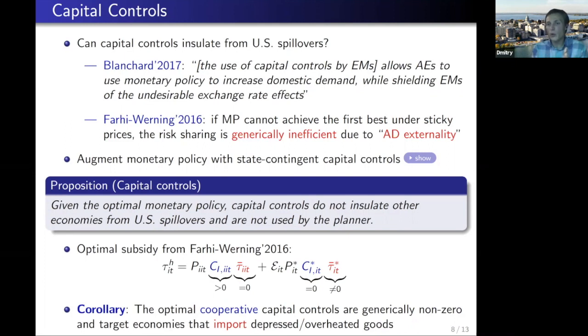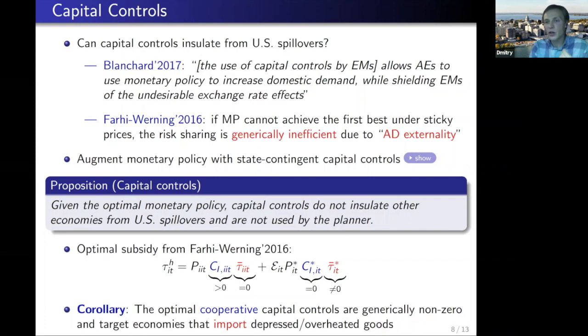And so what the global planner would do is redistribute global demand towards these countries which import an inefficient amount of goods, right? So you need to target not the country which has low output, but the countries which import an insufficient amount of foreign goods from the global perspective. Okay, so this is the result about macroprudential policy. We see that just like monetary policy, it cannot achieve the first best.